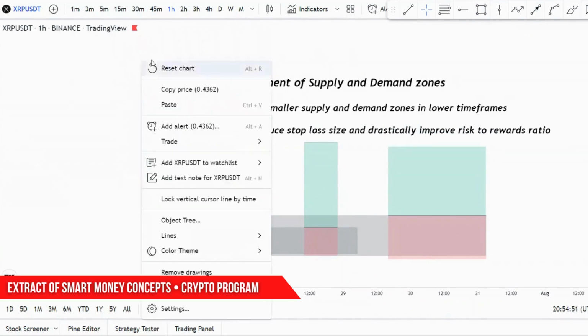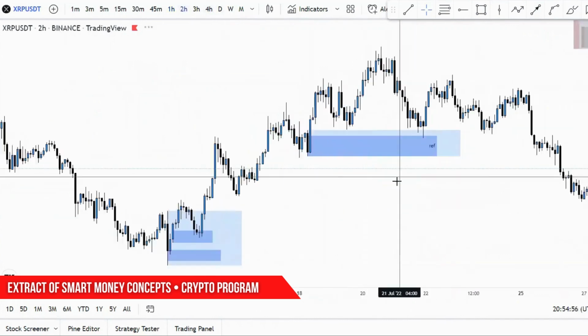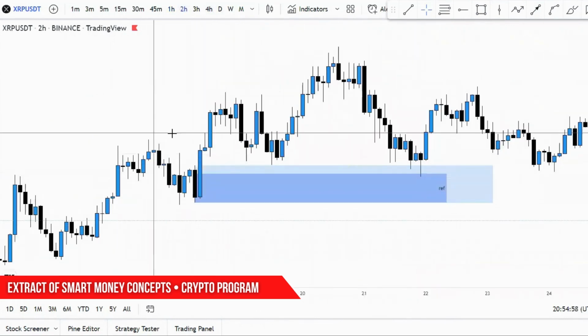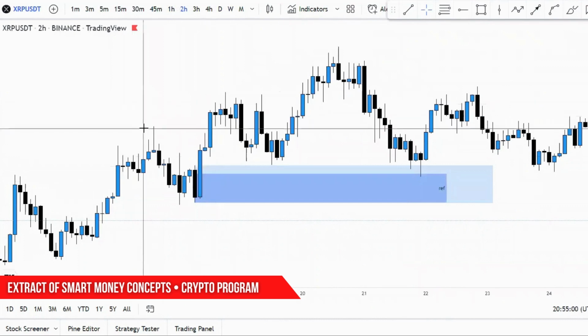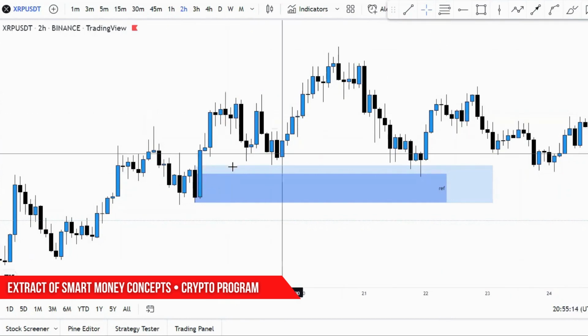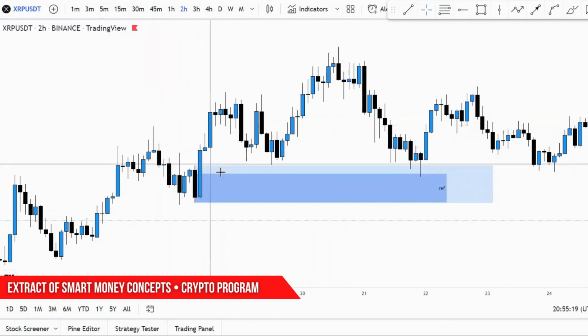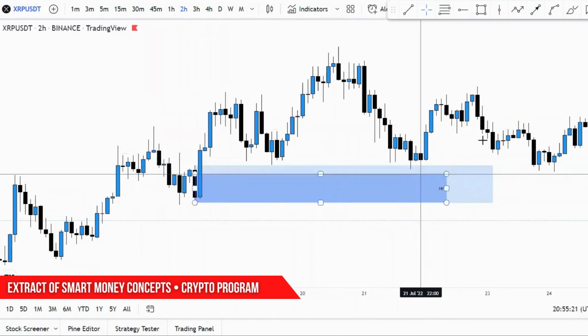Now let's look at some examples. As you can see, we have the last down move before the up move that broke structure. Remember that a demand zone is always the last down move before the big up move that broke structure. A supply zone is always the last up move before the big down move that breaks structure. Remember, they always have to break structure. So this is the last down move before the break of structure. And now price came back to mitigate and moved up.